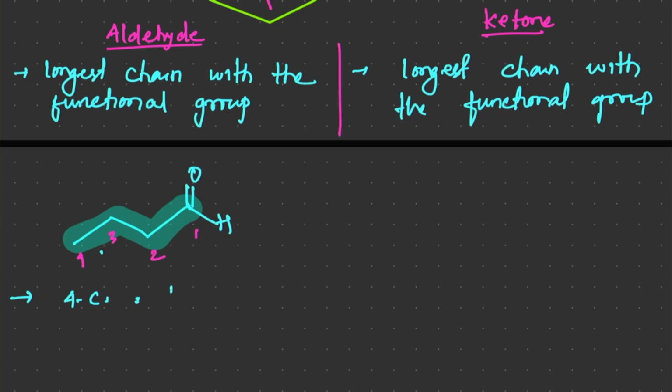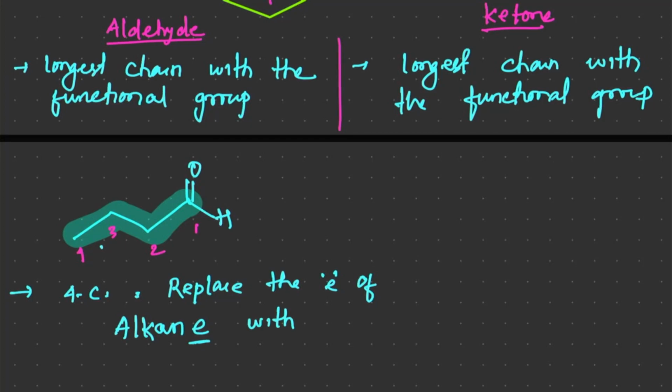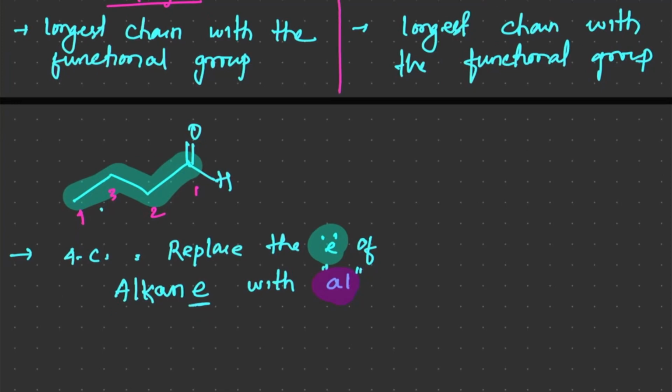Then, replace the E of alkane. Remember, all the names we write are derivatives of alkane. So replace the E of alkane with AL. So the E is replaced by AL. In this case, we've got 4 carbon atoms, and 4 carbon atoms means butane. And then the E is going to be replaced by AL: butanal. Okay, so that's how you name them.